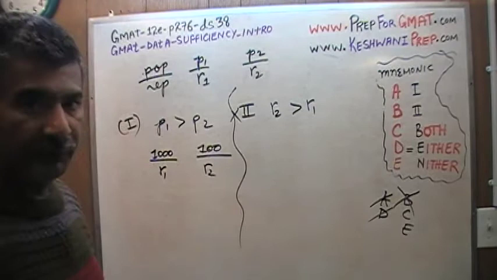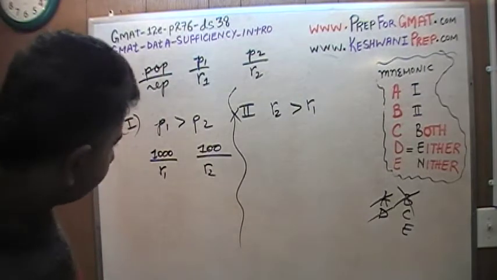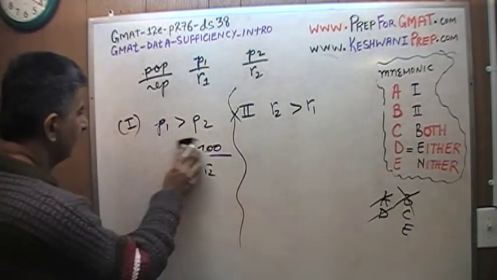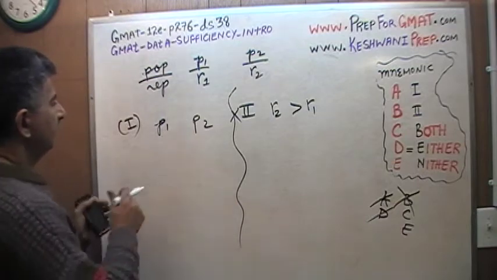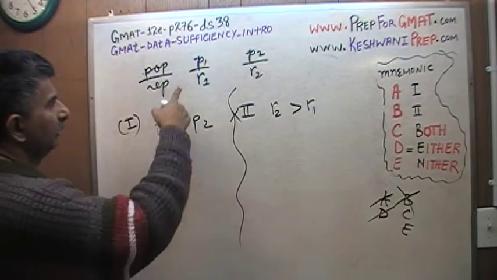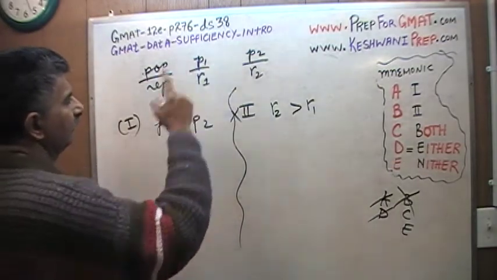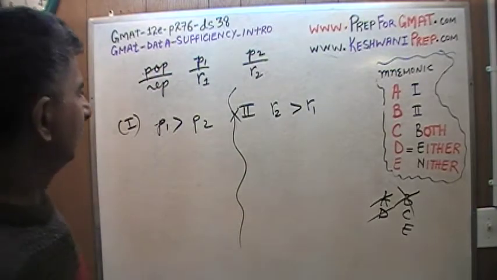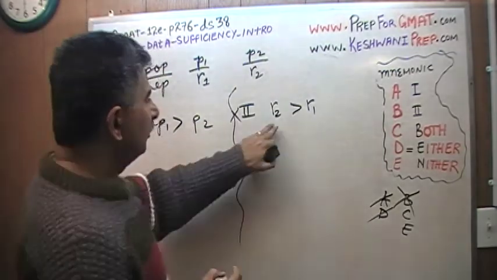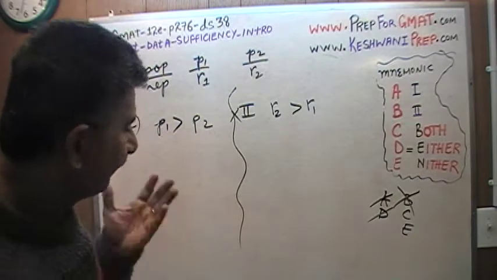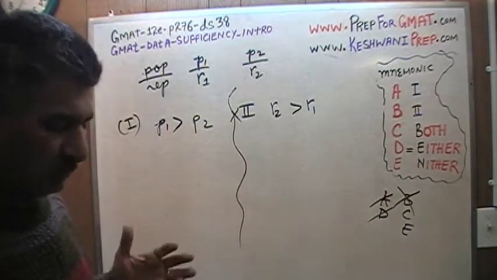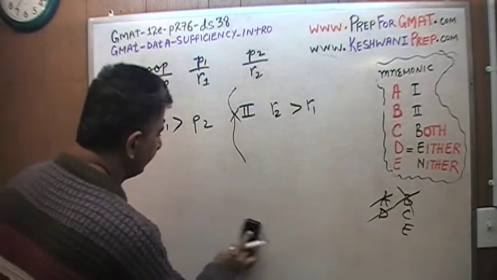Let's put the two pieces of information together. So I know that P1 is greater than P2. This guy is greater than this. And we know that R2 is greater than R1. If it helps you, let's make up numbers.